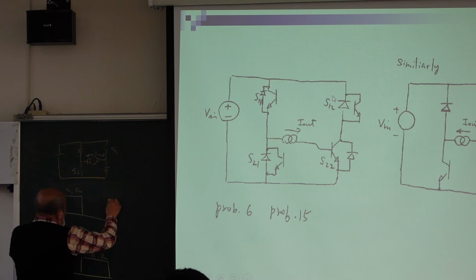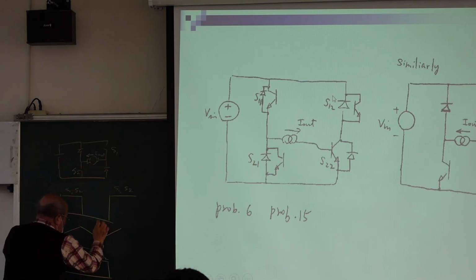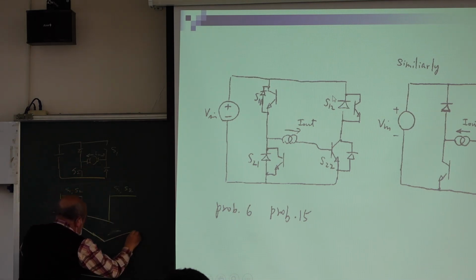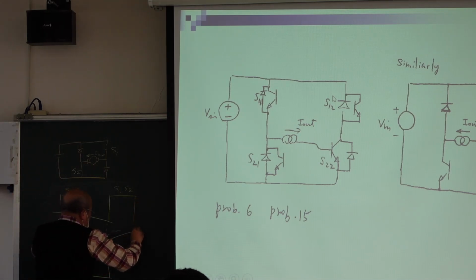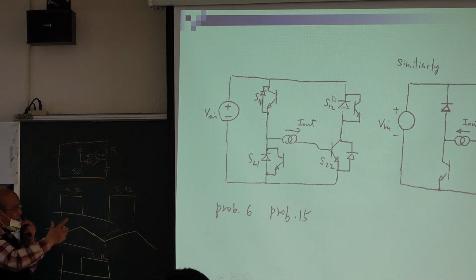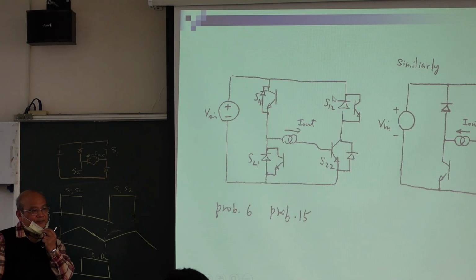So next time, you turn on S1, S2, and the current increases again. If you turn on D1 and D2, then the current decreases again. So we can control the motor, and the motor always gets positive current. So the motor only rotates in one direction because the voltage is either positive or zero, right?